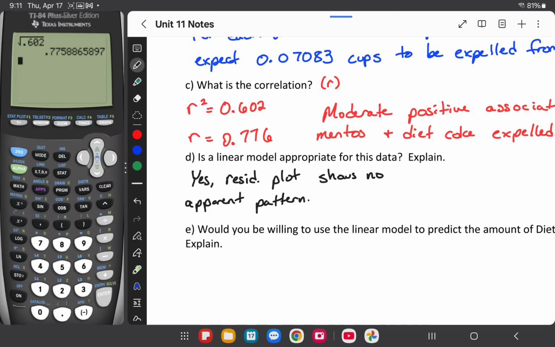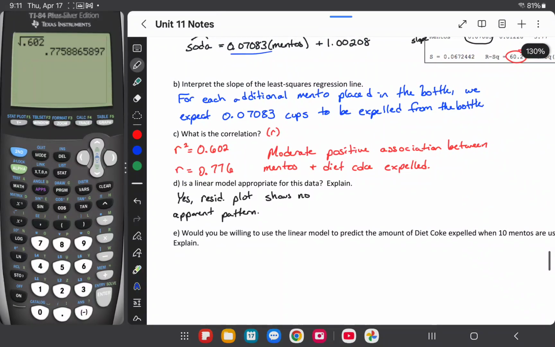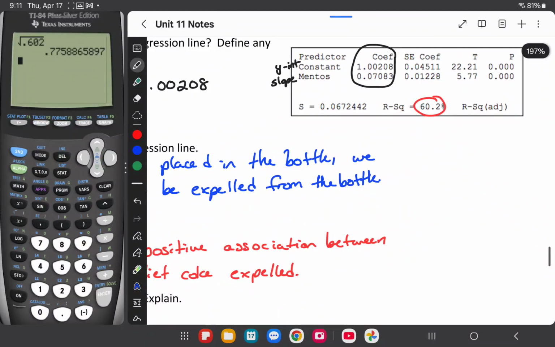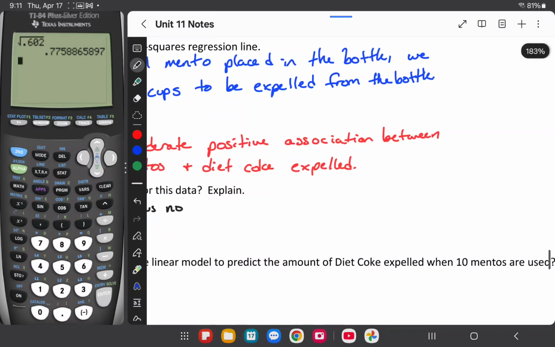We can probably say a linear model is appropriate. Now, if we want to expand on that a little bit more, we could also talk about the fact that our S, our standard deviation of the residuals, is 0.07. So we're only off by about 0.07 cups on average from our line of best fit, which is pretty good. Now, R squared is somewhat low. We're only accounting for 60.2% of the variation in the amount of Diet Coke expelled. So we could talk about a few other things to say that our linear model is appropriate, but the residual plot is probably enough in this case.